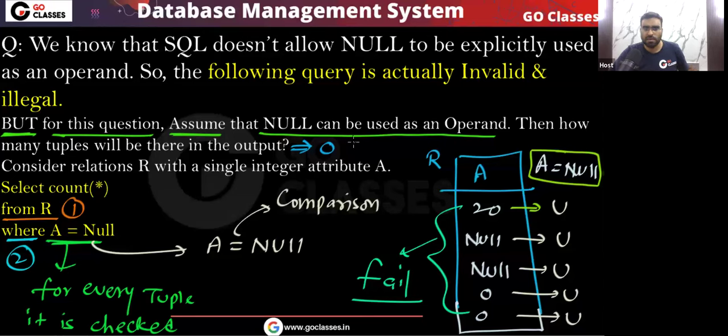Is this clear to everyone? Because all the tuples will fail. So now do you understand why we cannot use null as an operand? Why we cannot write A equal to null? Did you understand why SQL does not allow null as an operand? Let me know. Okay, so very simple point.